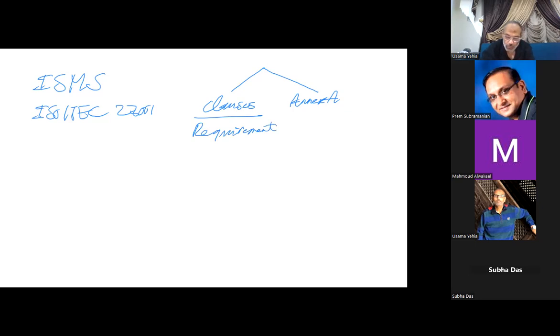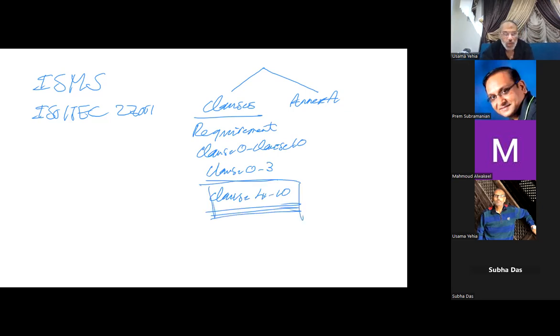And we have from clause 0 into clause 10. From clause 0 into 3, it describes the standard itself. When this is not important. But usually we are starting from clause 4 till clause 10. These are the requirements which you have to achieve in your organization when you will be compliant with the standard and you can achieve the ISO 27001 certification.